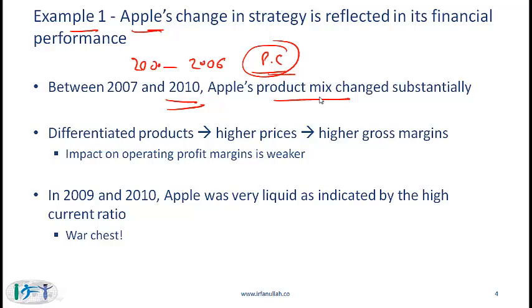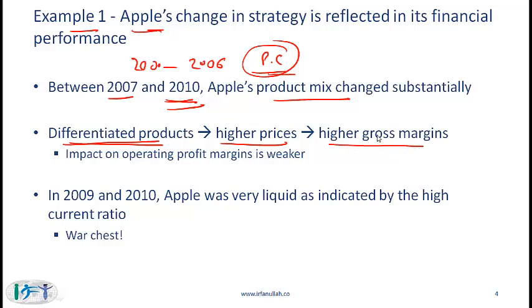And if we look at Apple's revenue and the mix of revenue coming from different sources, we will see that the product mix and the corresponding revenue changed substantially between 2007 and 2010. So what that tells us is that the financial performance is reflecting Apple's stated strategy. Apple's strategy involved selling differentiated products. So Apple is a major innovator in its field. And when a company sells differentiated products, it can charge higher prices, which is what Apple does. And that should be reflected in higher gross margins.